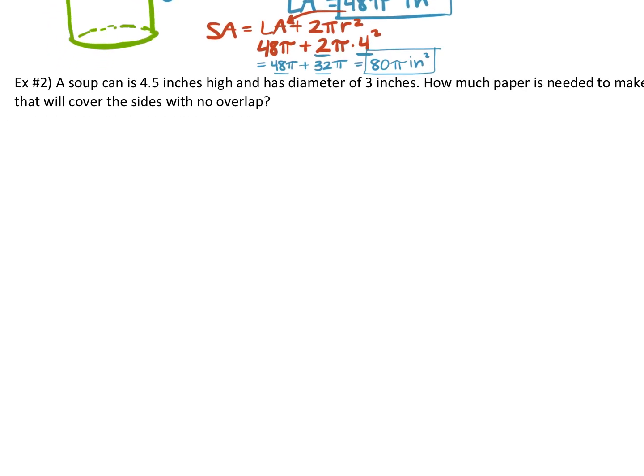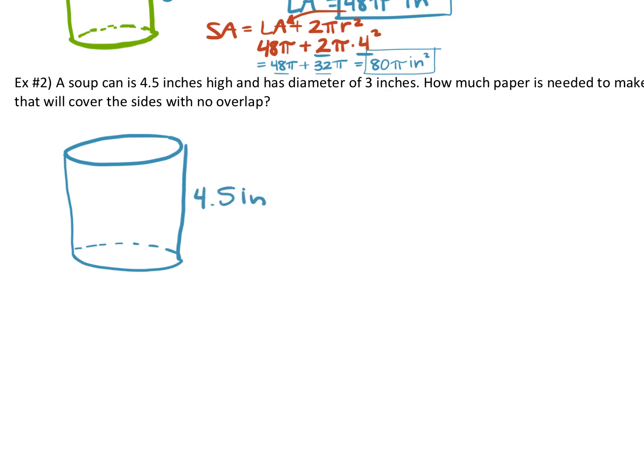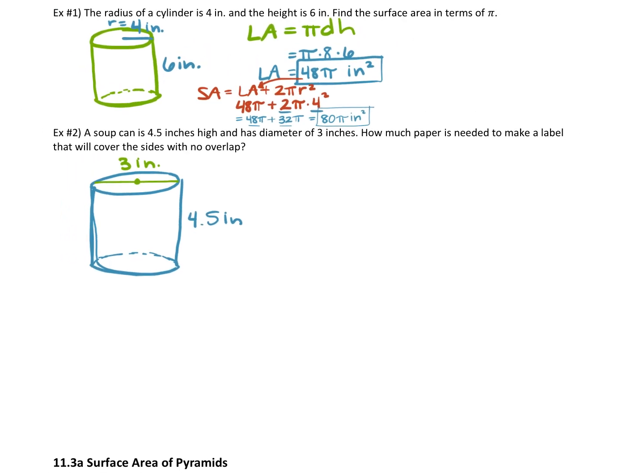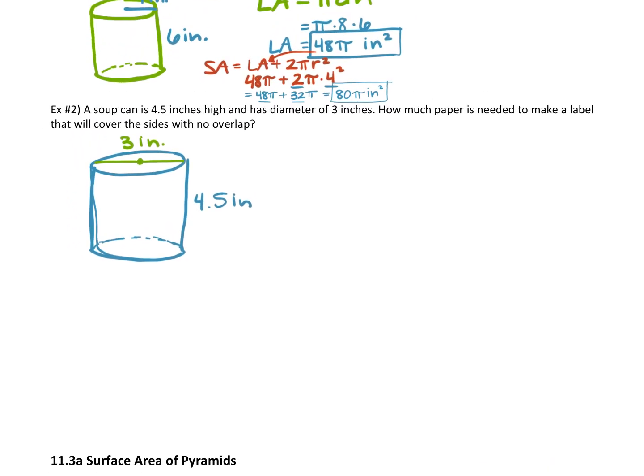Okay, example 2 here. It says you have a soup can. So I'm going to draw another cylinder. It says it is 4.5 inches high, and it has a diameter of 3 inches. Okay, so if this is your soup can, look at what the question is asking. It says how much paper is needed to make a label that will cover the sides with no overlap.